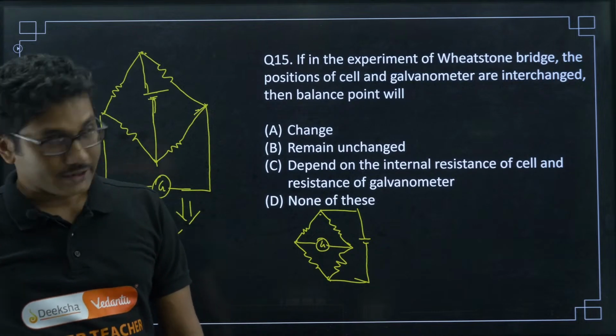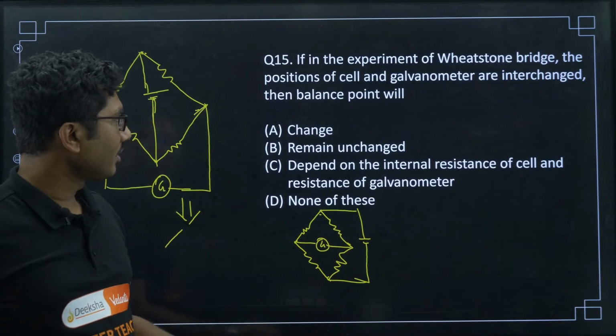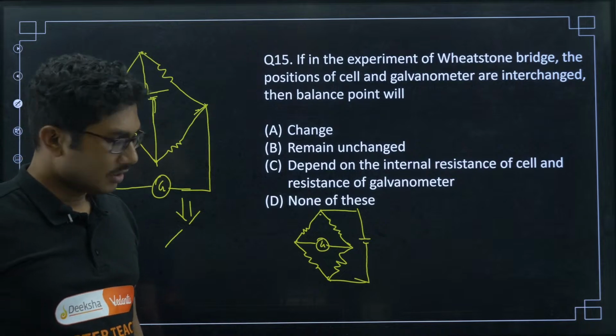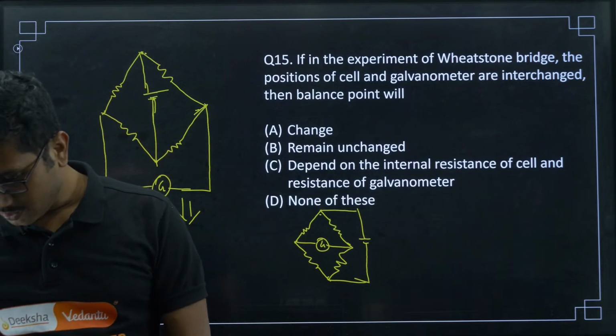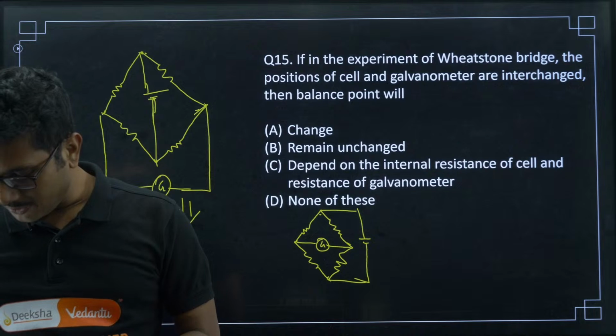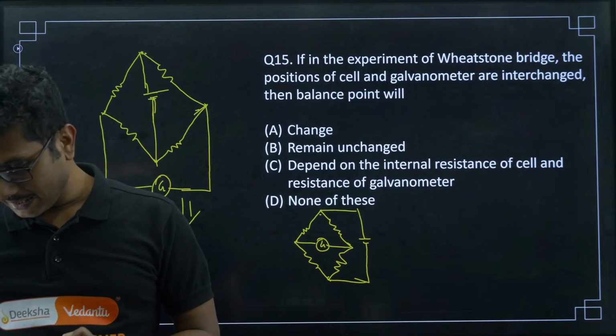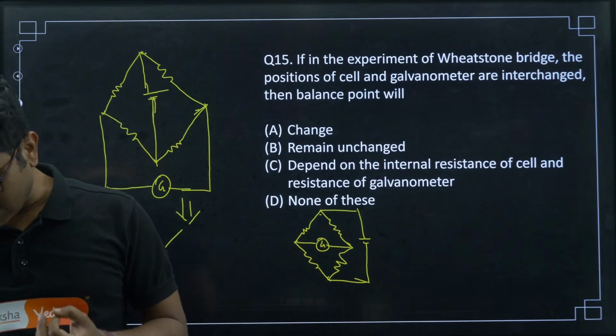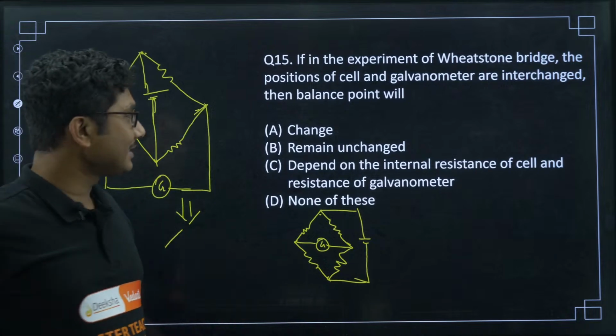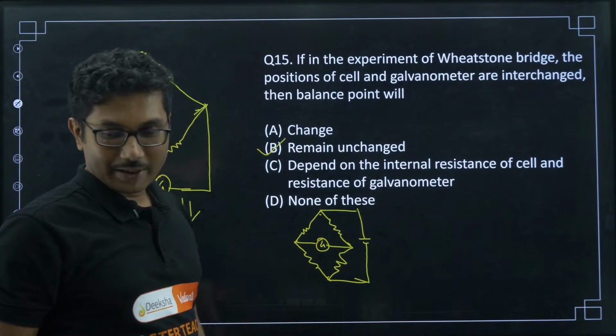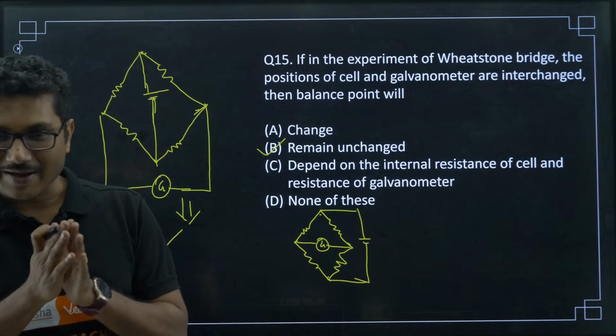15A, 15A, Sanjana is saying 15B. Shagupta is saying 15B, Varija is saying 15A. Shankar is also saying 15B. The correct answer is that it remains unchanged, 15B. All those who answered 15B, clap for yourselves.